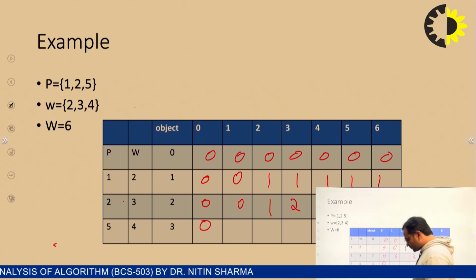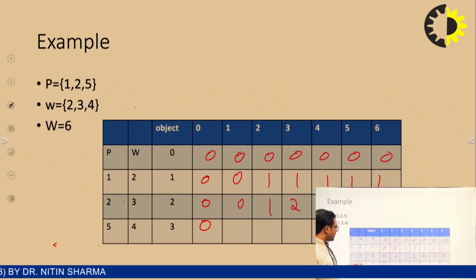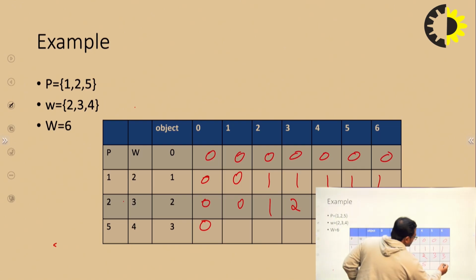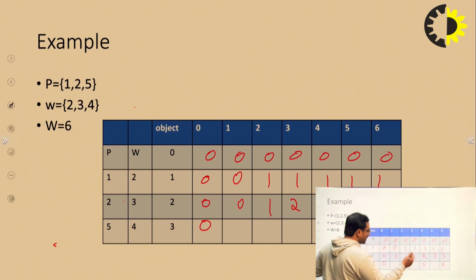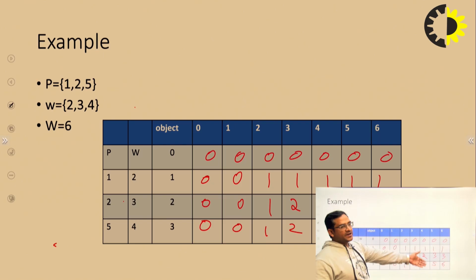Again, the last item is 3. The weight is 4. Profit is 5. So we can write here 5. We can combine 4 plus 3 is 7, not eligible here because the maximum bag size is 6. 4 plus 2 is 6, the profit is 6. So 6 is 6. What are the other values? You can just repeat them. So the maximum profit is 6.